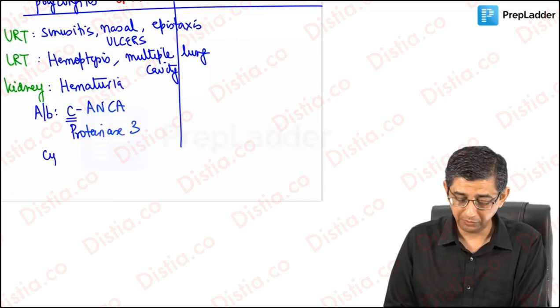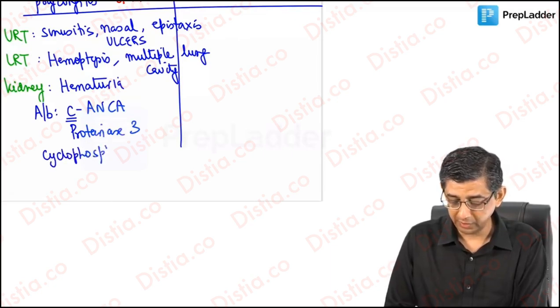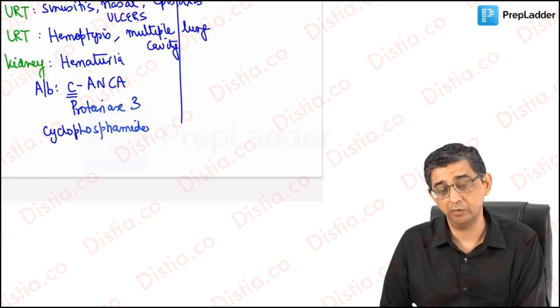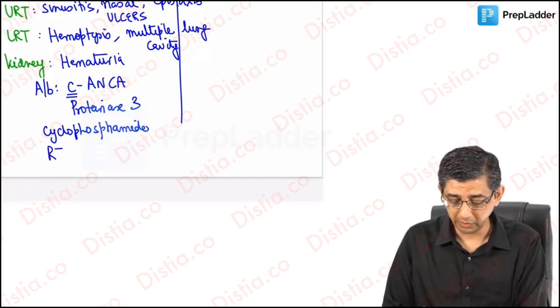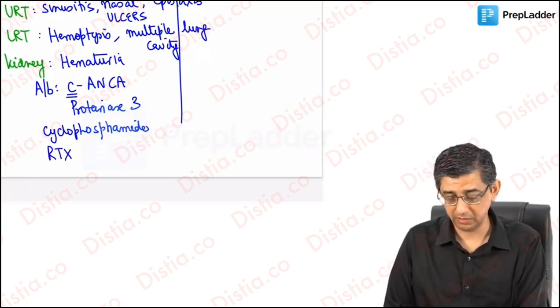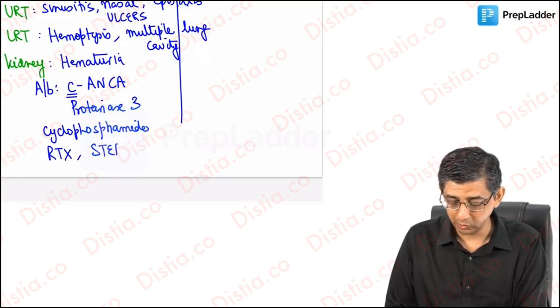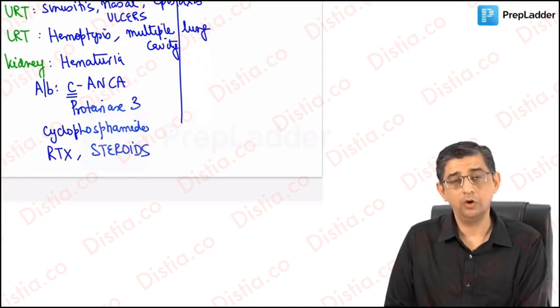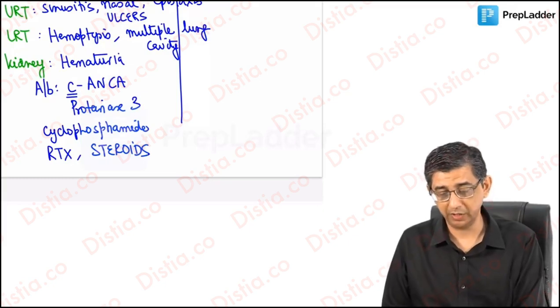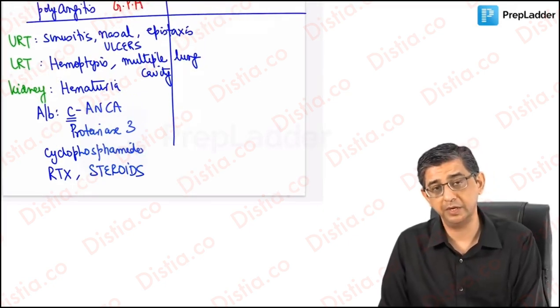For treatment of this condition, we shall be using cyclophosphamide. Normally, whenever I describe a rheumatoid disorder to you, I always talk about steroids, but in this case, it would be cyclophosphamide, then is rituximab, I'm writing RTX, and yeah, steroids may also be used, but the first line drug or the drug of choice would be answered as what I've written, the one that causes hemorrhagic cystitis.